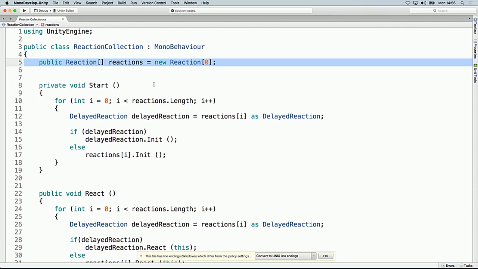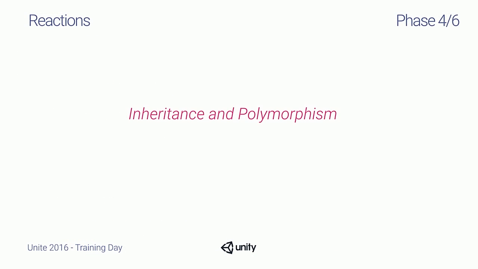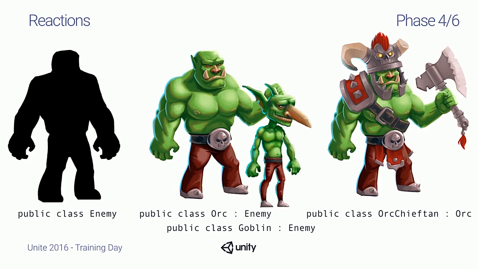So we're going to have a look at some slides and try and describe what polymorphism is. So polymorphism is related to inheritance. You may remember it. We looked at it before. Here we've got our slide. We've got a public class called enemy. Then inheriting from that, we've got orcs and goblins. And inheriting from orc, we've got orc chieftain. What polymorphism says is that all things that derive from a class can be treated as an instance of that class. So all orc chieftains can be treated as orcs. All orcs can be treated as enemies. All goblins can be treated as enemies.